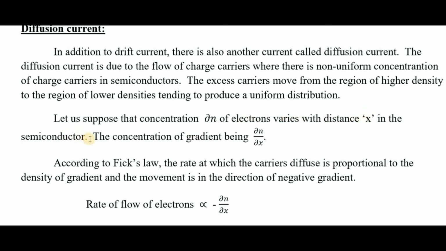Let us suppose that the concentration of electrons, dou n, varies with distance x in the semiconductor. The concentration gradient is dou n by dou x. Here n means concentration, and concentration is a scalar quantity. I want to see this concentration direction-wise, so I have to convert it into a vector quantity. That is why I multiplied n with dou by dou x, which is called the gradient. Gradient means del acting on a scalar quantity, del n, that is dou by dou x of n.